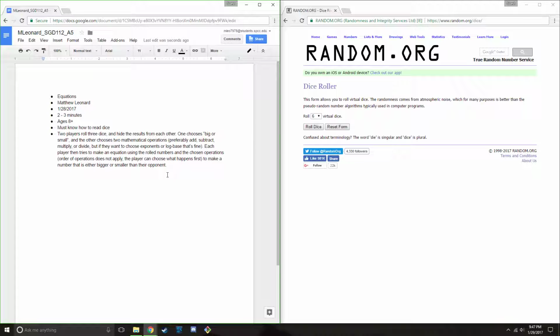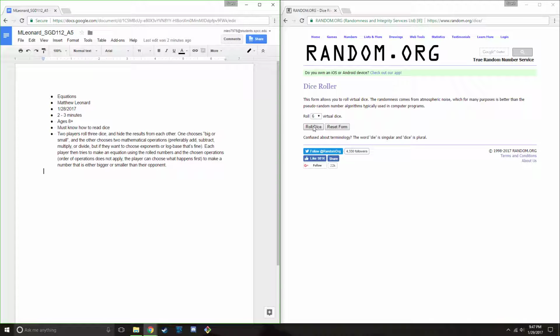And then the other player chooses a set of mathematical operations. They can be any operations that involve two numbers, like adding, subtracting, multiplying, and dividing. And there are also some more, like log, base of one number, log of one number, base another number, or exponents. But that's not necessary for the game. If the two people only know adding and they say, okay, I want to add both my numbers or subtract both my numbers, that's fine. You can double up however you want.